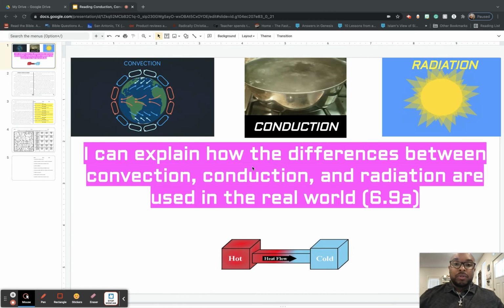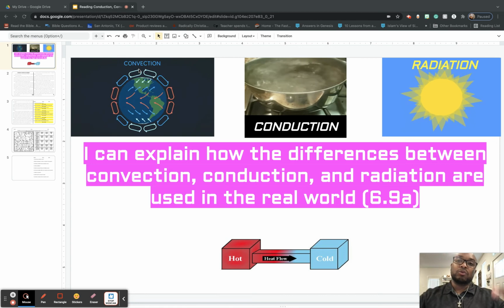So it says, I can explain how the differences between convection, conduction, and radiation are used in the real world. TEAC 6.9a. Keep in mind, convection is anything to do with a current. If it's going in a circle, whether it's a sideways circle or a vertical circle, it is still convection. It's this idea of heat circulates.